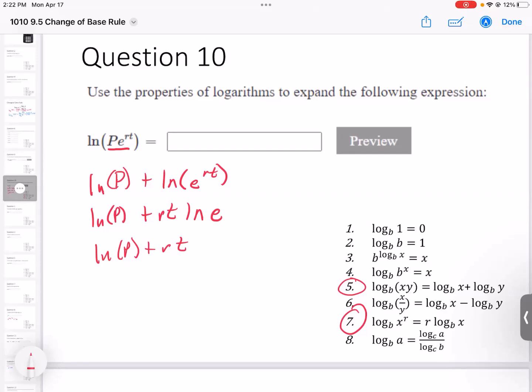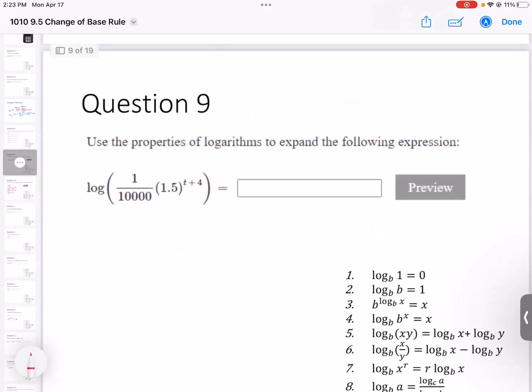Okay. So one of the main key points of this lesson is that natural logs have base E, regular logs have base 10 unless it says otherwise. So you'll have some problems like that. You might also end up with a question like this one. If we were looking at this one, which property do you guys think we could use to simplify it?